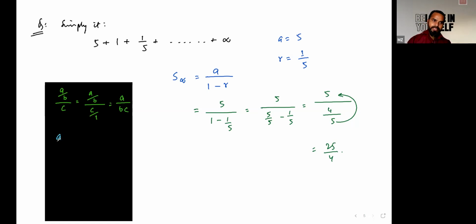In the next type, it will be A divided by B divided by C. So we may write this particular term as A by 1 divided by B by C. So this C will move to the numerator and this one will move to the denominator. So it will become A times C divided by B. And similarly, if we have A by B whole divided by C by D, this D will move to the numerator and this C will move to the denominator. So it will become A times D and B times C.